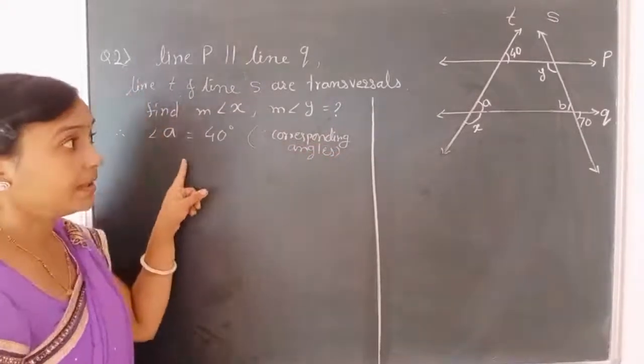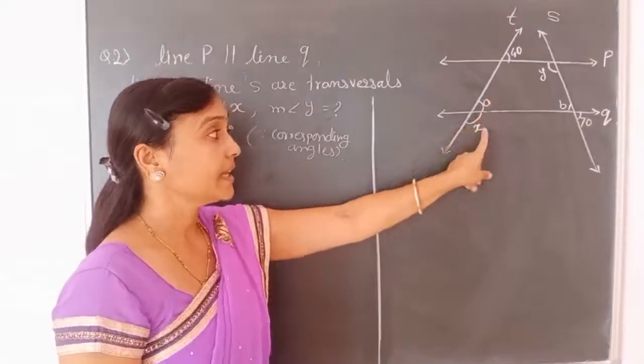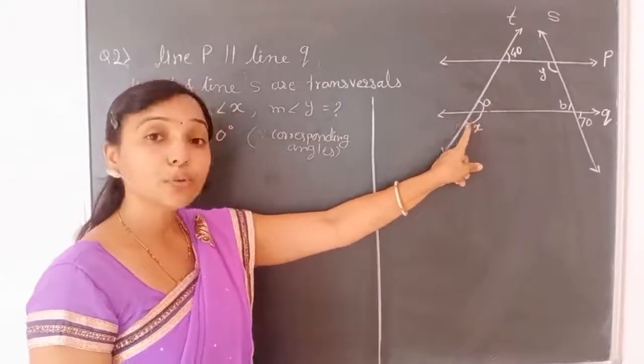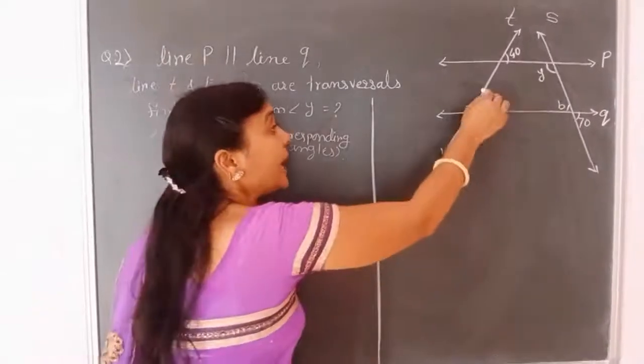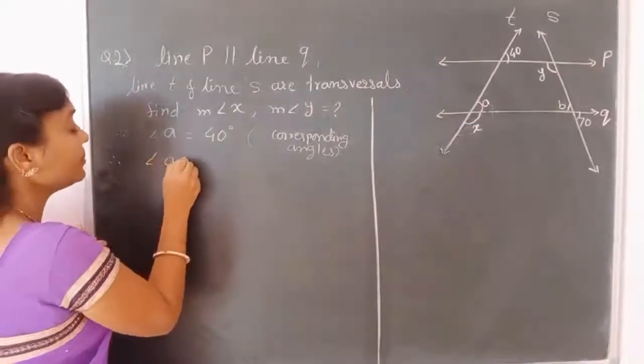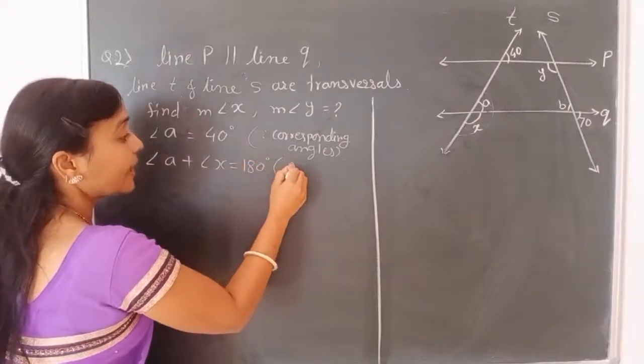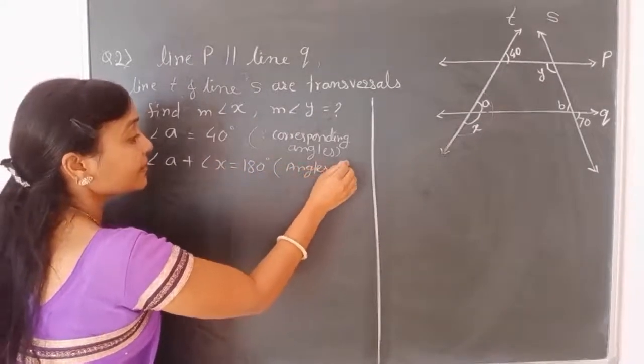We know A, and what is the relation between A and x? Angle A plus angle x is equal to 180 degrees because these are angles in a linear pair. Therefore, we write A plus x is equal to 180 degrees, angles in linear pair.